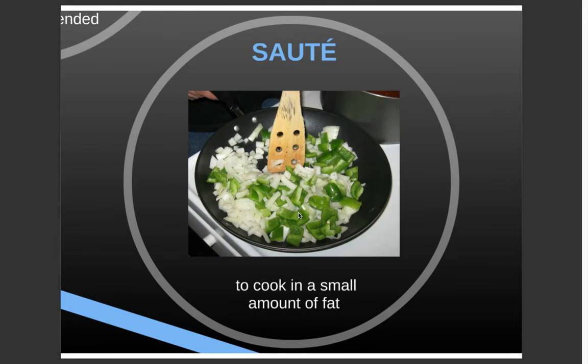Saute. This is when we've got our frying pan and we have a small amount of fat. Maybe we put some olive oil or other oil in here, or we even melted some butter. And we're just going to cook our food in this small amount of fat in the fry pan. Please note, it gets really hot and you're going to need to constantly stir it so that nothing burns.